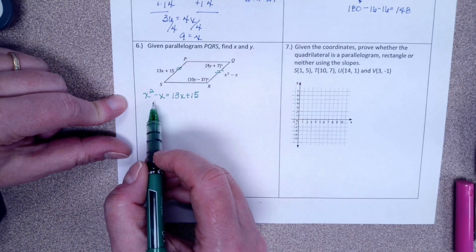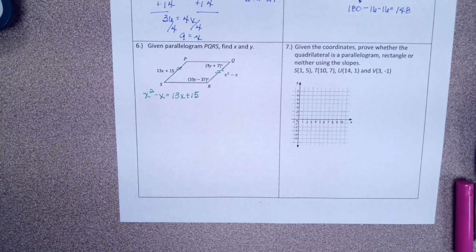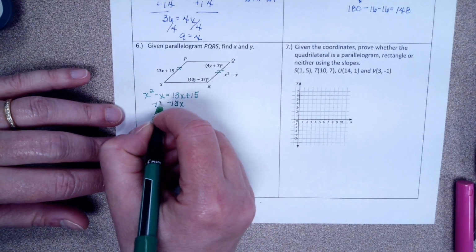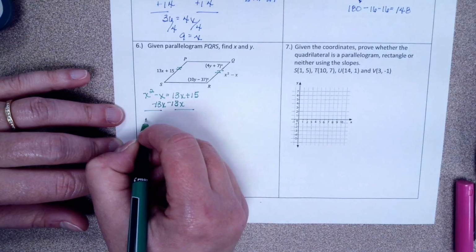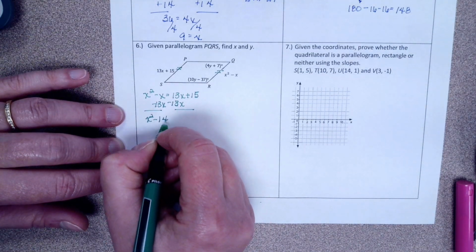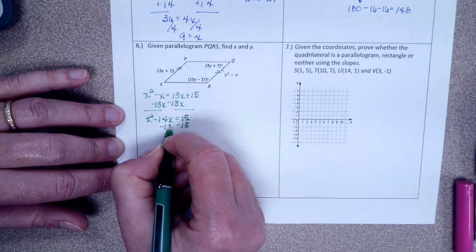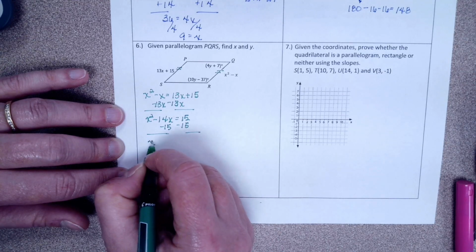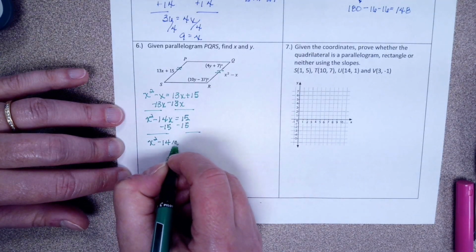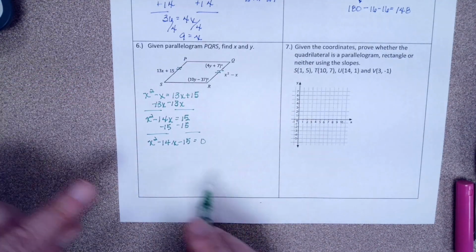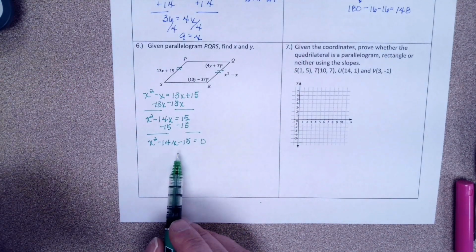Now, if I have an x squared, I've got to have it equal to 0 for factoring. It is an equation, but I also have to have it in the form ax squared plus bx plus c. So let's go ahead and move that 13x, and we'll just do it a step at a time so you see where everything went. So x squared minus 14x is going to be equal to 15, and then we'll go ahead and move the 15. Okay, so once you have it, it's ax squared plus bx plus c, and it equals 0.